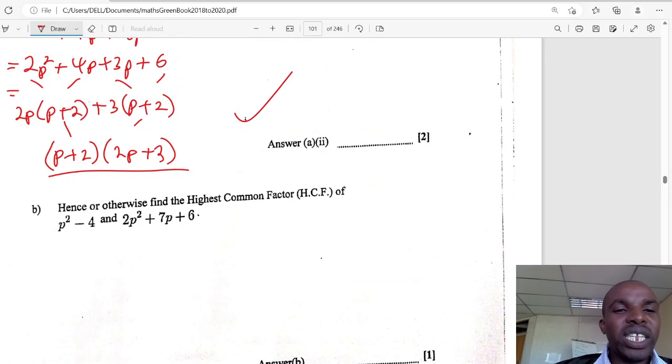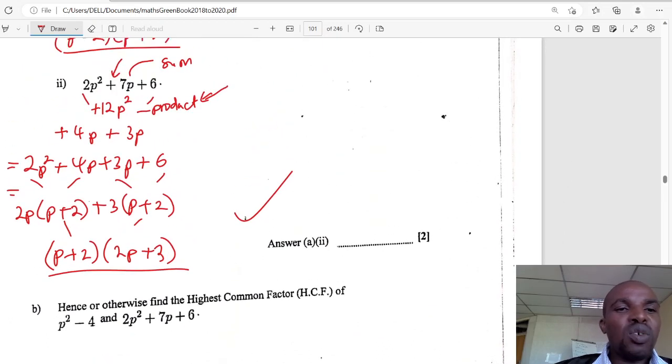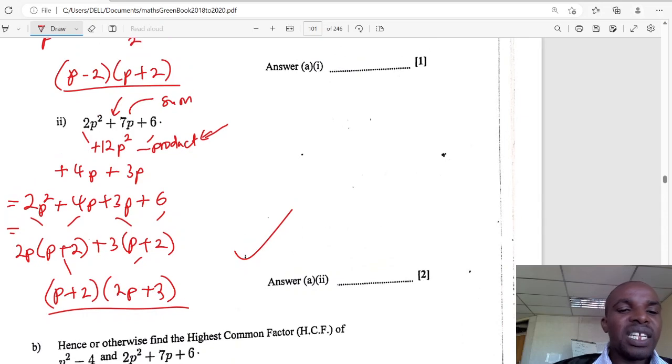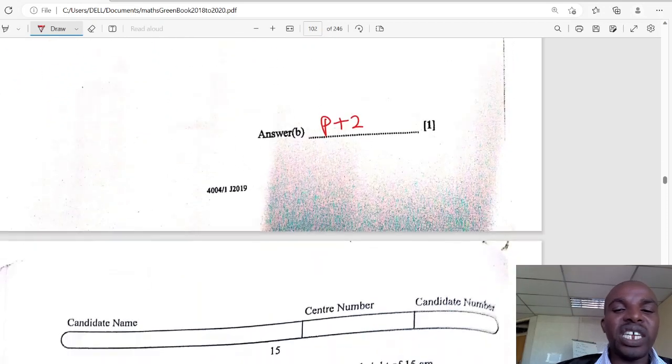Next, hence or otherwise, find the highest common factor of the two items. Right, the highest common factor, you look at the factors. The one that is common, you have p plus 2 here and p plus 2. That's the highest common factor, common in both. So p plus 2 is the highest common factor, done.